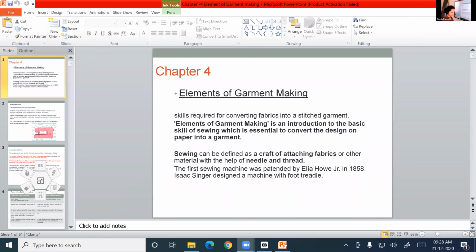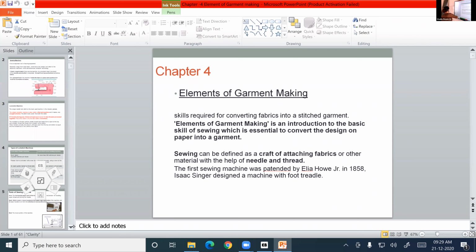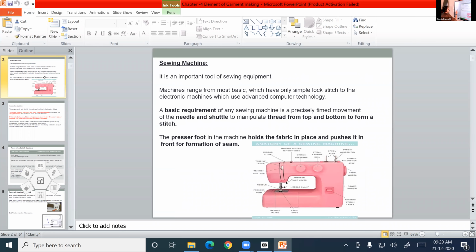So let's start this chapter. And this is the last chapter of our class. So we were saying about sewing. What is sewing? Sewing is defined as the craft of attaching fabrics with the help of a needle and thread. That is sewing. And the first sewing machine was designed by Elias Howe Jr. in 1858, and Isaac Singer designed a machine with foot treadle. And this is a sewing machine. You can see the parts of a sewing machine here, and it is the main important tool of sewing, right?